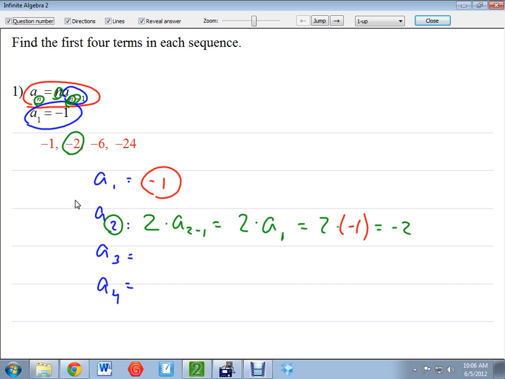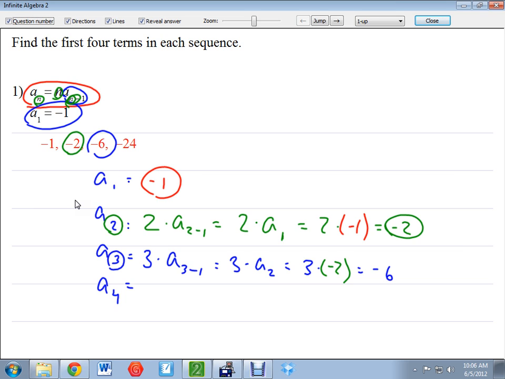For the third term, we plug in now 3. 3 times a sub 3 minus 1 is the same thing as saying 3 times a sub 2. Well, what is a sub 2? a sub 2 is -2, of course. 3 times -2 is equal to -6. And that is, of course, my third term of the sequence.